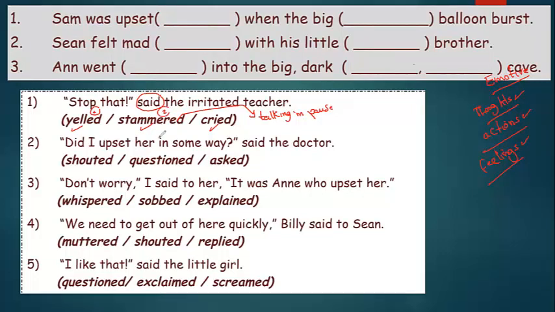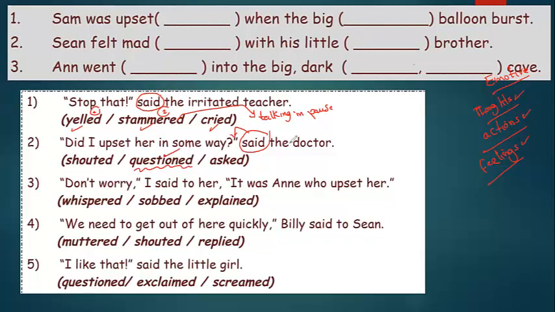Number 2, "Did I upset her in some way?" said the doctor. Let's see, Noor, can you answer, please? Asked, somebody said asked, questioned. Which one is strong? Questioned or asked? Okay, somebody else said questioned. Sure, questioned is stronger, especially here. The word said refers back to the question, so he's asking.